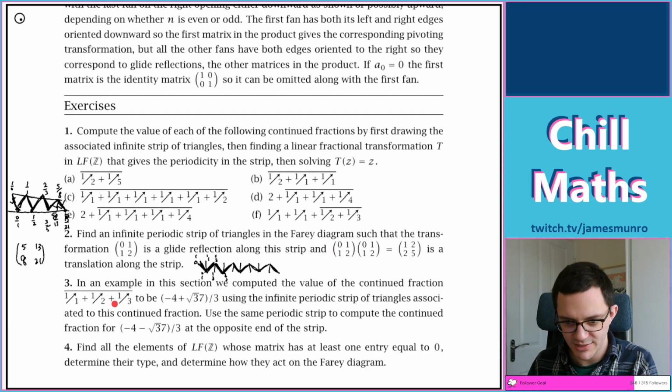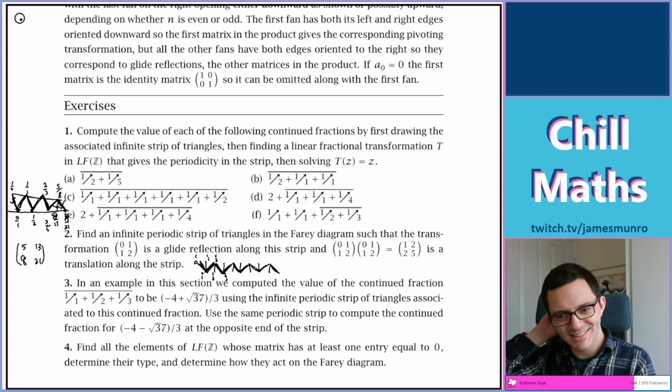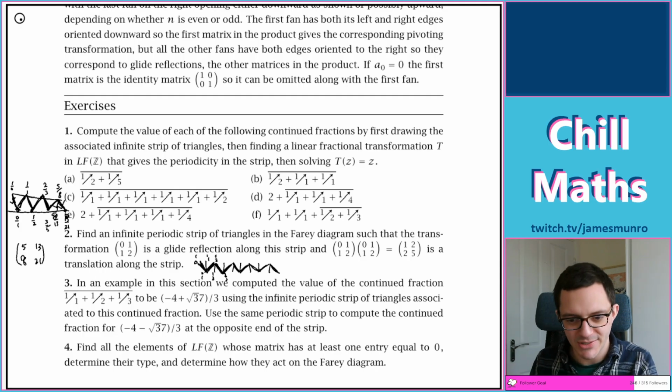Right, here's a continued fraction. Same periodic strip, find the continued fraction for that. Don't really feel like doing that. No, yep, can't remember how that works.